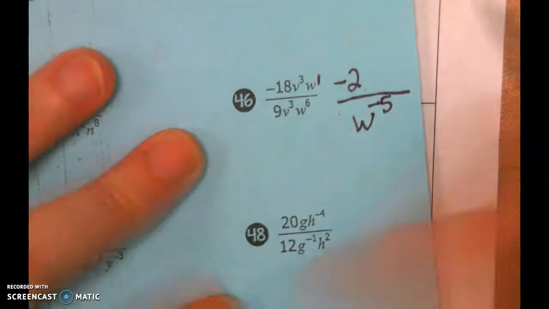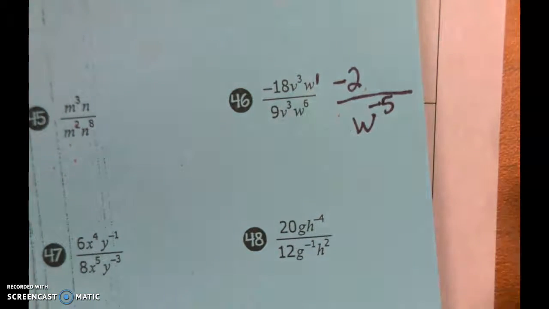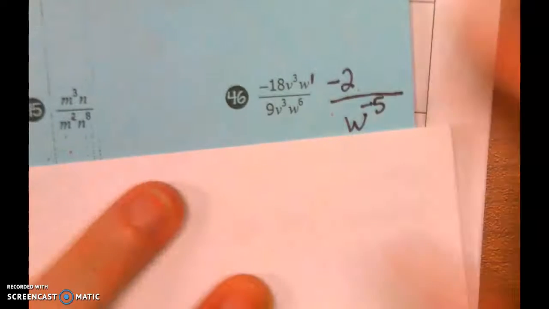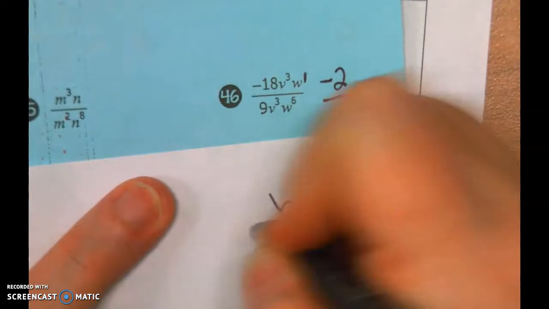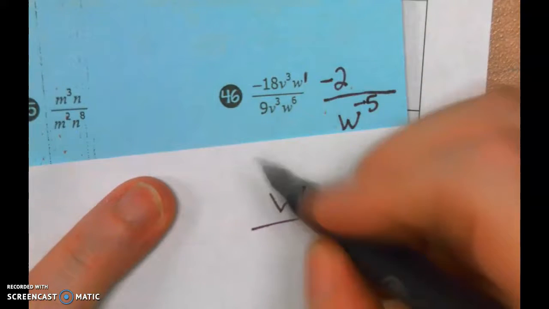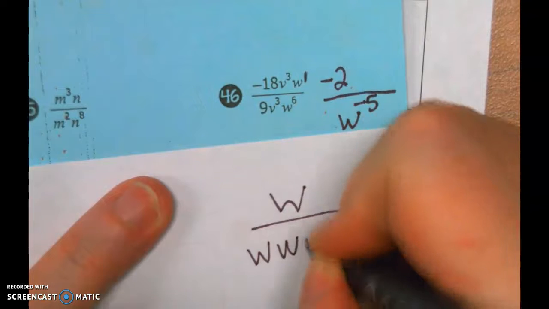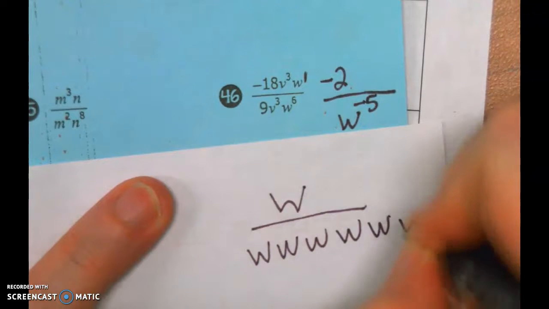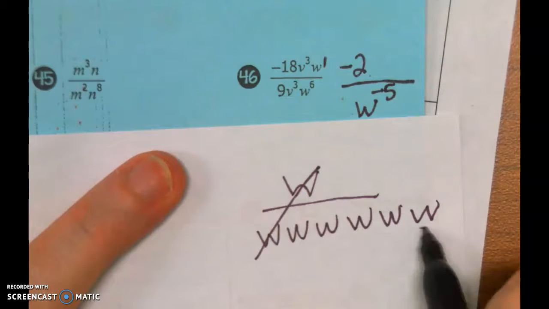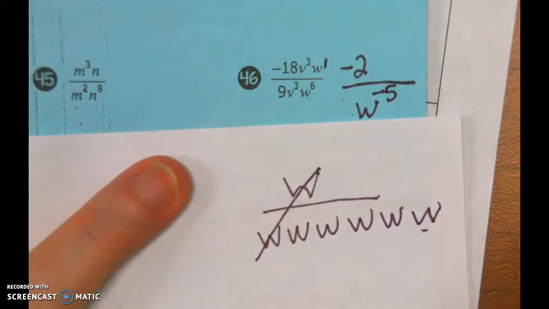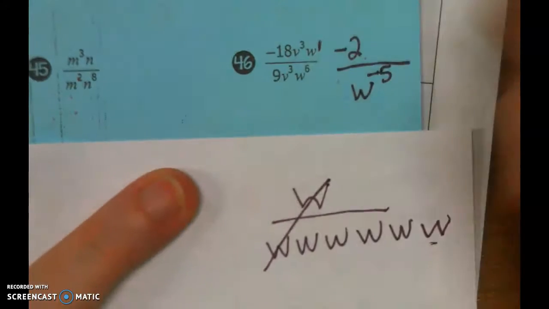Well, watch this. I'm going to show you on a separate sheet of paper. It's not negative 5. And I know some of y'all are going to be mad at me, but sorry. So we've got w. That's this one. And we've got 1, 2, 3, 4, 5, 6 of those, right? So these two guys cancel out. I'm left with 5 w's. And notice it's positive. Okay?